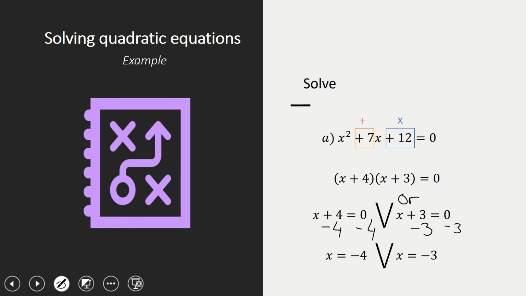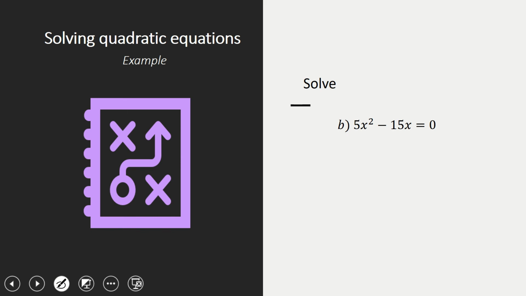That is your answer. And it is correct because if I fill in x equals minus 4 into our equation, I will get (minus 4 plus 4) times (minus 4 plus 3) equals 0. Minus 4 plus 4 equals 0. So if you multiply anything by 0, it will be 0. So those are the correct answers.